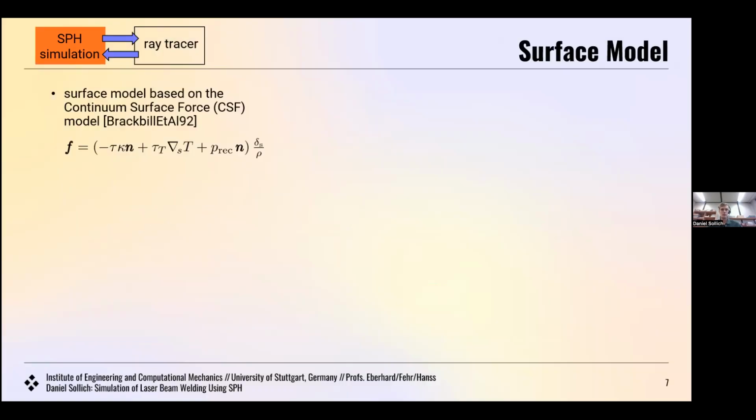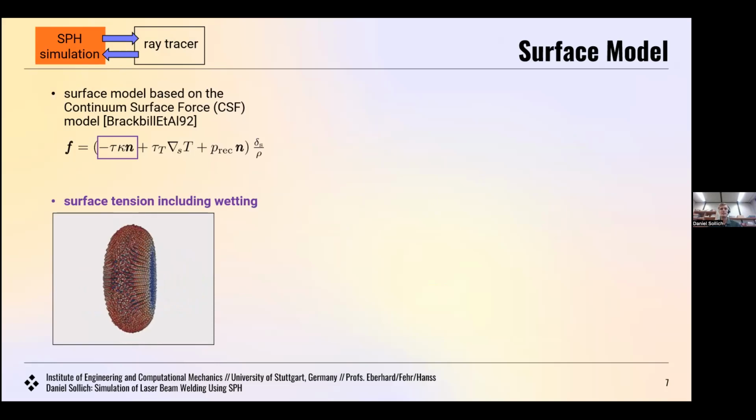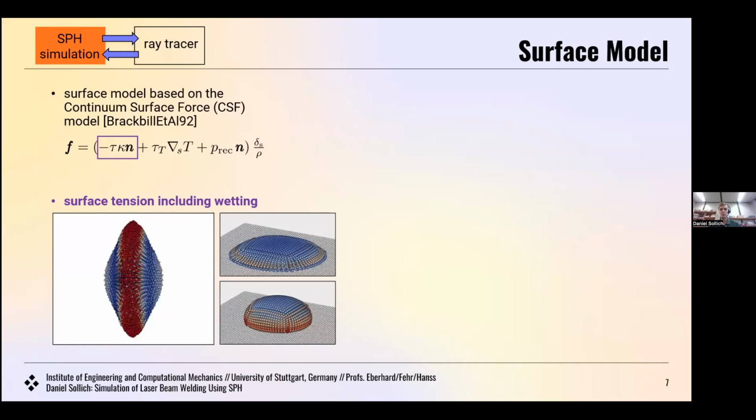Now I come to the surface model. As mentioned also before, the surface model is very important since the process is dominated also by surface tension and recoil pressure effects. For the surface model, we apply the continuum surface force model of Brackbill. And in our surface force, we consider three terms. The first term basically includes the surface tension, including wetting, as can be seen here in the droplet collision of two droplets, or in the wetting behavior of a liquid droplet on a solid plate.